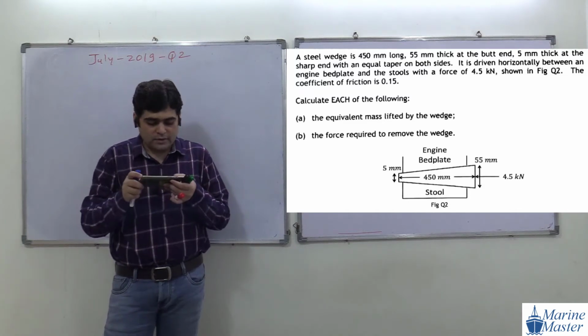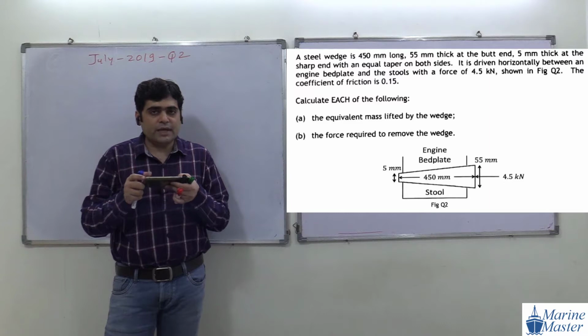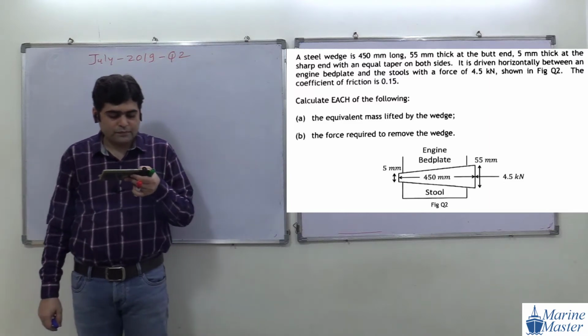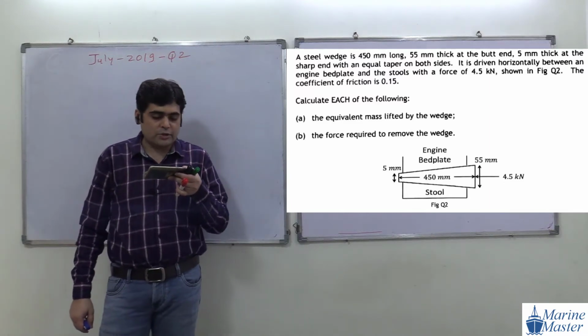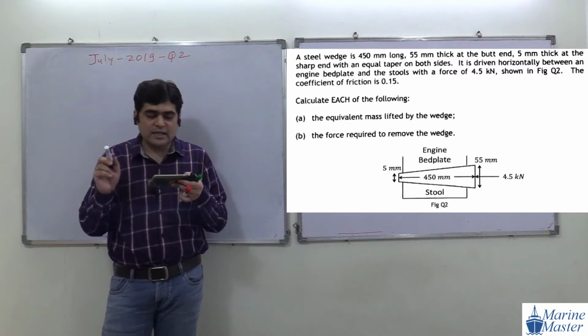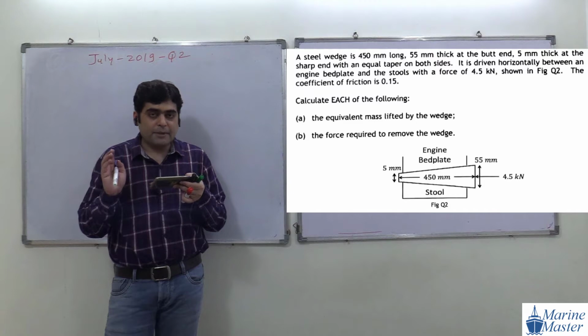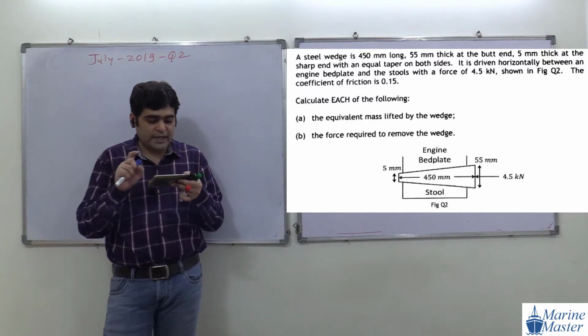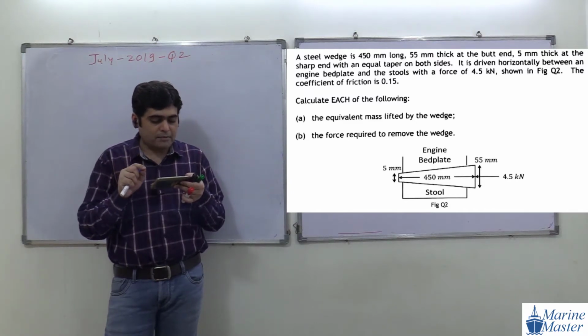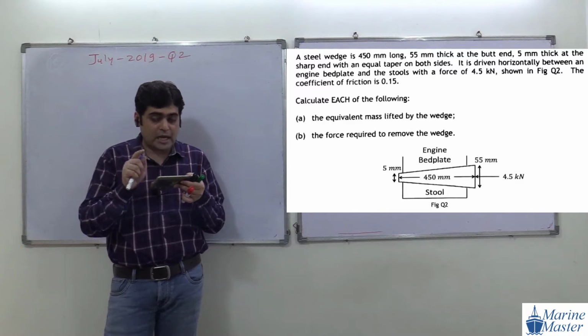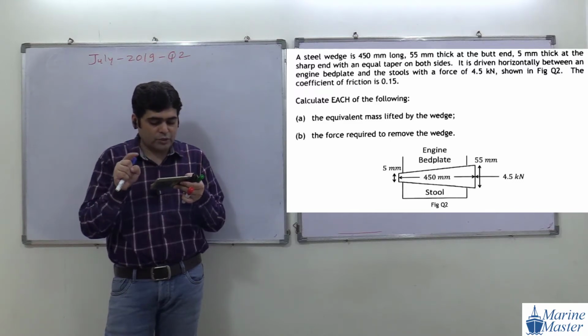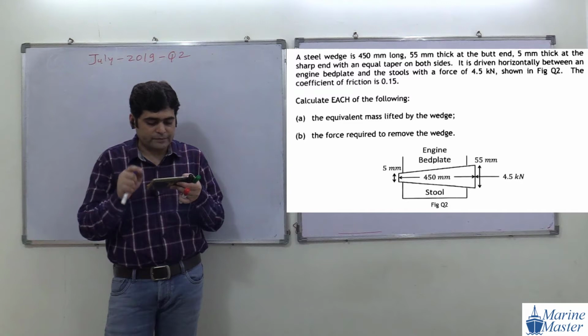We have a steel wedge whose length is 450 mm long, 55 mm thick at the butt end, and 5 mm thick at the sharp end. See, butt end and sharp end. They have given the drawing in the question. Try to see the drawing here carefully.